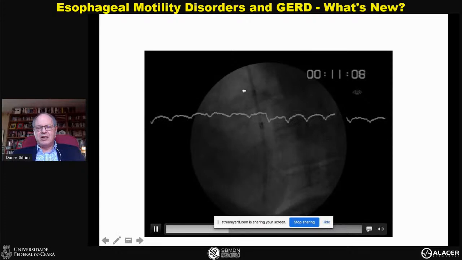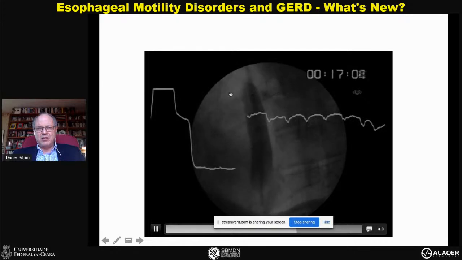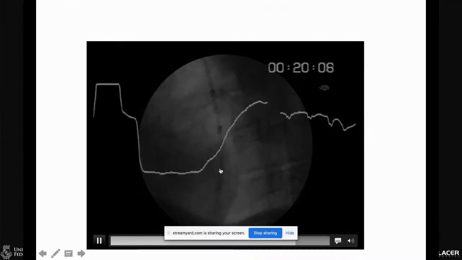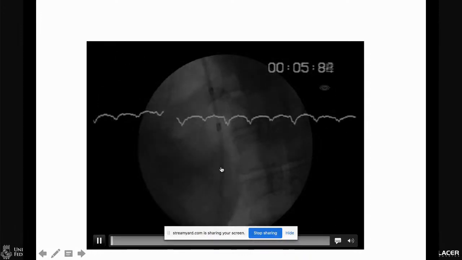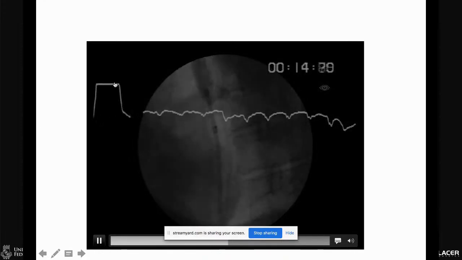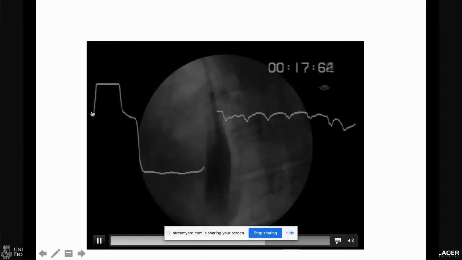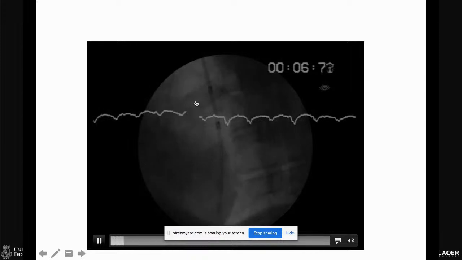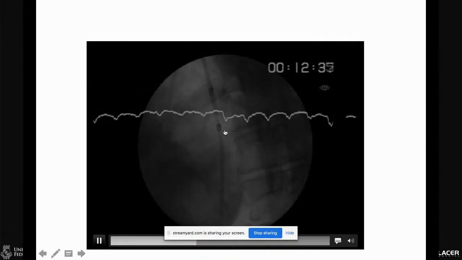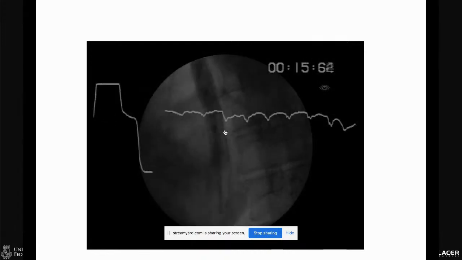So this is a video that shows how impedance works. This is a catheter that contains a pair of impedance electrodes, and you can see that the impedance drops when the bolus is passing through. It's a very interesting video because the subject swallows, and what happens at the very beginning is a rise in impedance and then a drop. The rise has to do with entrance of air, and a drop with passage of the liquid bolus that is involving the two impedance electrodes.